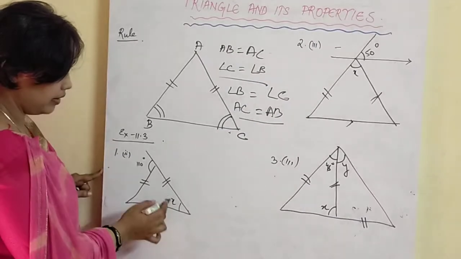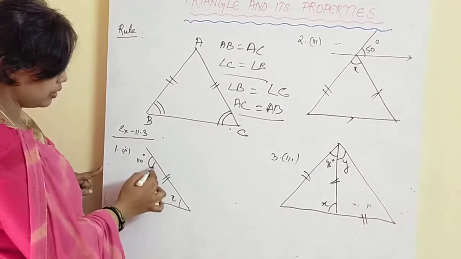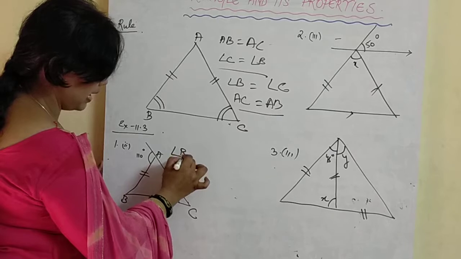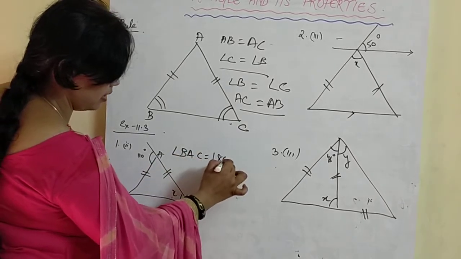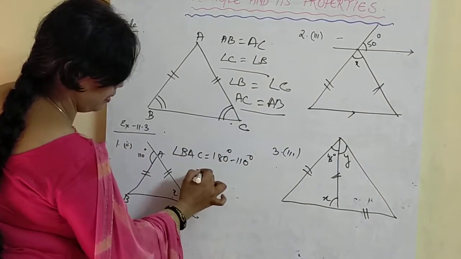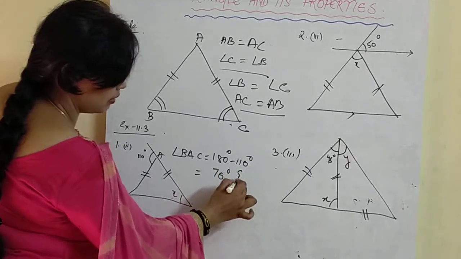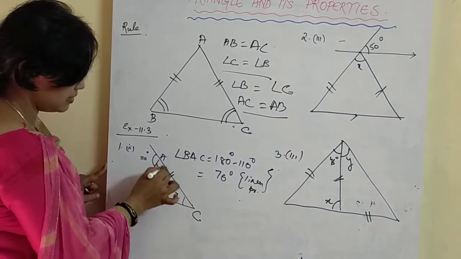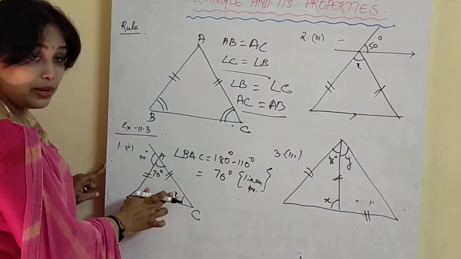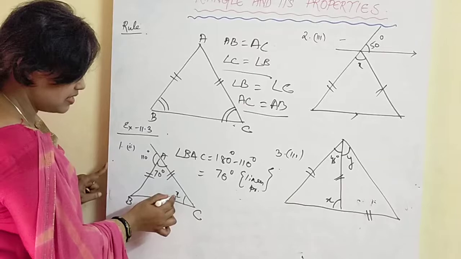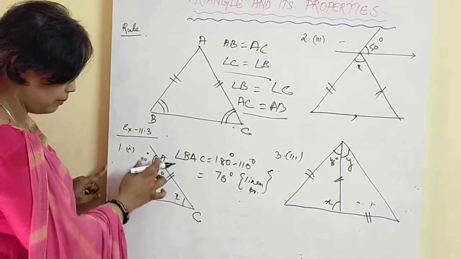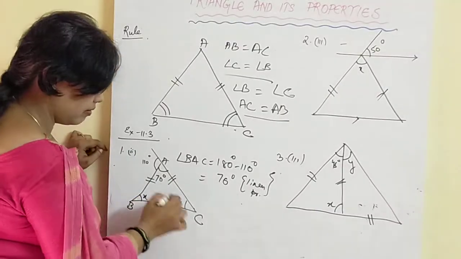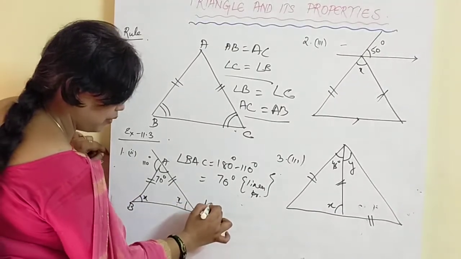Here we have to find out x. So here, children, let's name it ABC. Angle BAC is equal to 180 minus 110 degrees, 70 degrees. Reason: linear pair. So if this is 70 degrees, we have to find out x. Because it is given AB is equal to AC, we have to write here the reason.